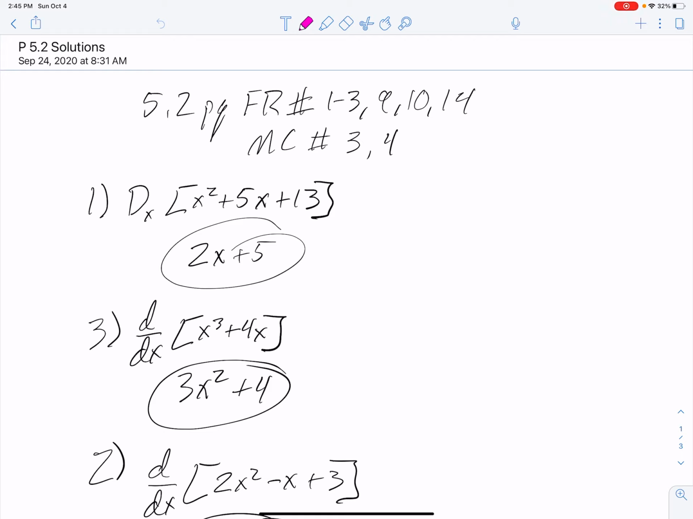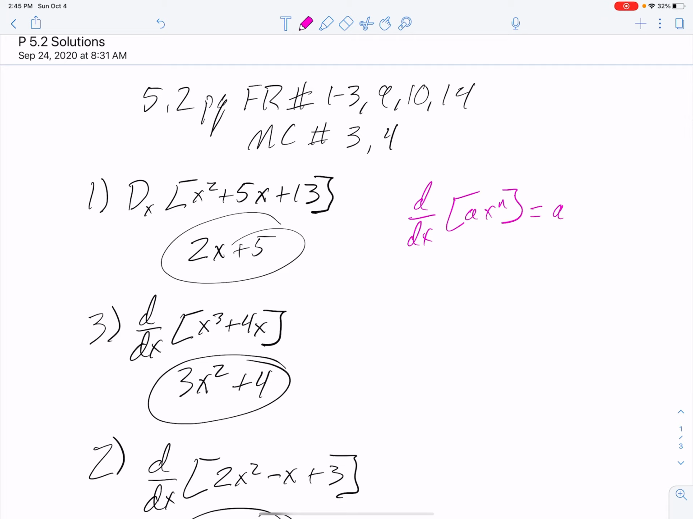So again, the power rule is simply if we've got any variable with an exponent that is a number, we know the derivative is going to be coefficient times exponent minus 1. And don't forget, any constant, or in other words, anything without a variable, has a derivative of 0.